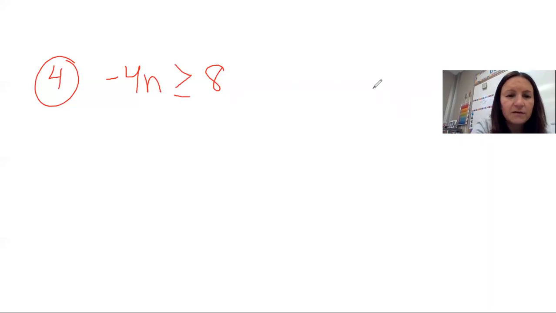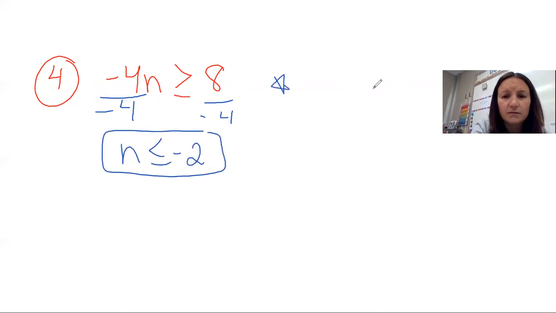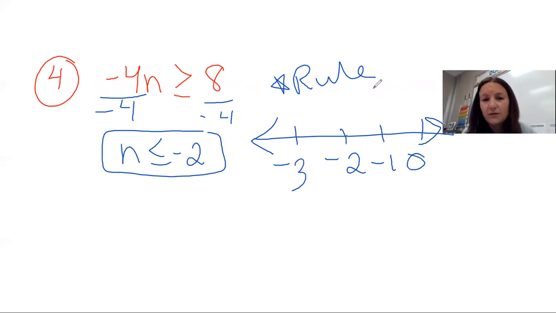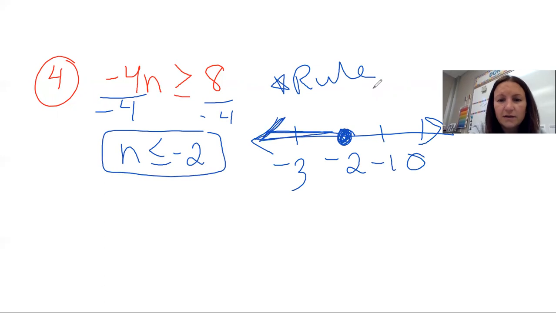Okay, so I'm going to divide both sides by -4. Since I am dividing by a negative, I have to use my rule. I have to flip my inequality symbol. So to graph this, less than or equal to would be a closed circle at -2, shade everything to the left.